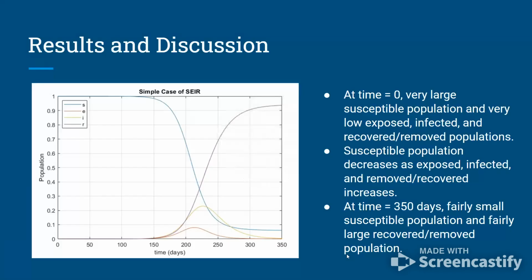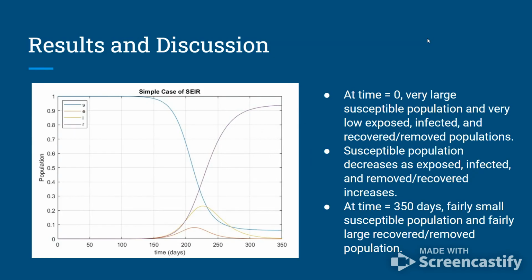Hi, my name is Janina Edmonds, and I'm going to discuss the results and conclusion of our project. Our first graph shows the overall SEIR model with each of the populations displayed. As you can see, during the first days of the pandemic, the susceptible population was at 100%, while the exposed, infected, and recovered populations were at 0%.